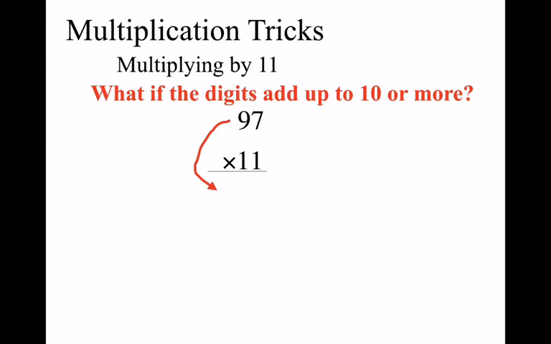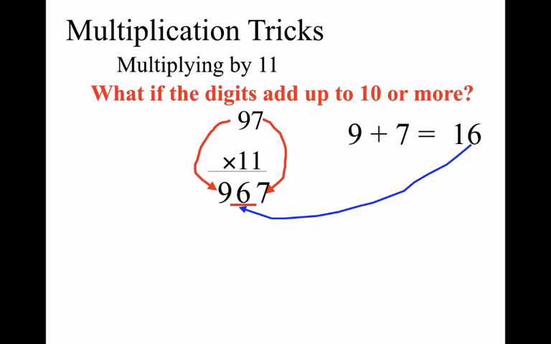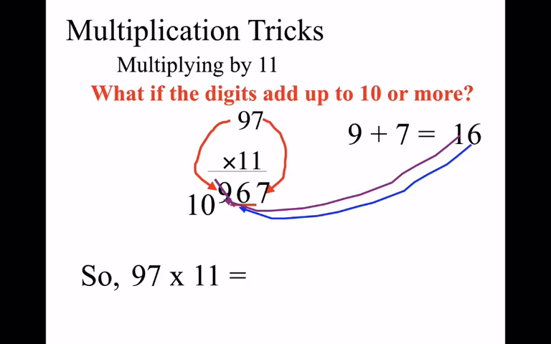Okay, so we split up the 9 and the 7. We find the sum of 9 and 7, which is 16. So the ones digit from the 16 goes in between, and we carry the tens digit onto the 9 to turn it into a 10. And so 97 times 11 is 1,067. Very, very simple. All right, so some problems for you to try.